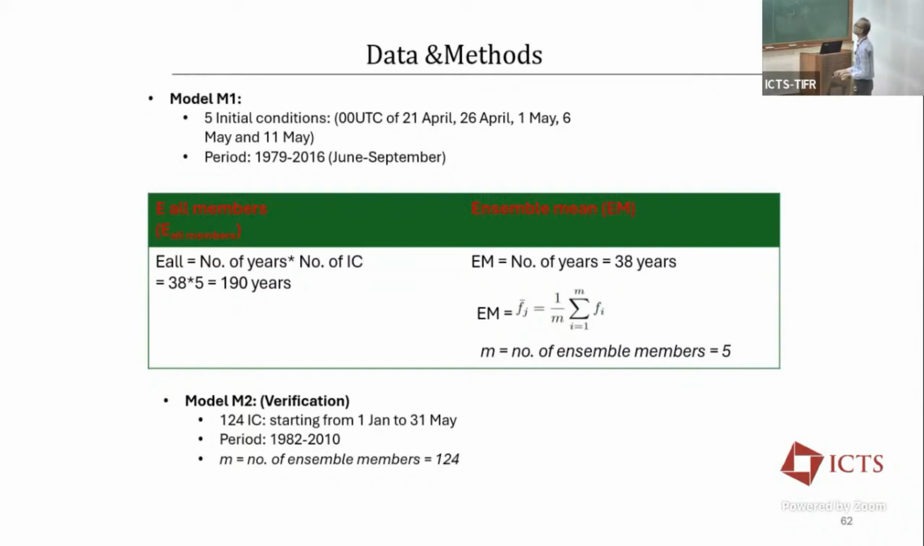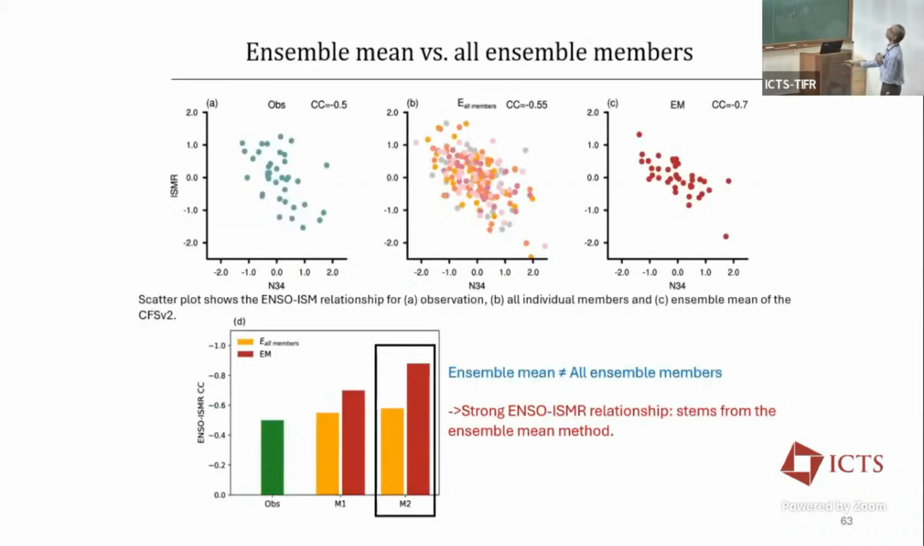That's all, right? So now, if you make a scatter plot between ISMR and N34 in observation, it looks like this, the correlation is about 0.5. And you take all these 190 members and plot here, it looks like this. Correlation is 0.55. Okay? But the moment you use the ensemble mean, you look at this, correlation is 0.7. What I'm trying to say is that the ensemble mean correlation, or the relationship between Nino 3.4 and ISMR, is far stronger than even in that model's individual members, right?